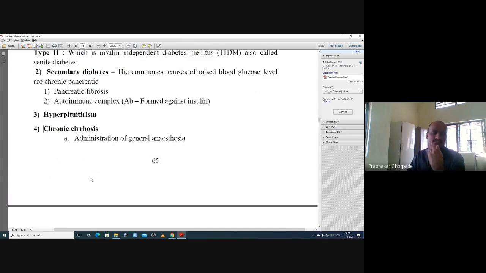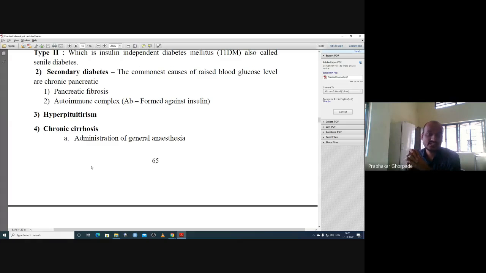Chronic cirrhosis. Cirrhosis means fibrosis of the liver. If somebody is drinking too much alcohol for a long time, or has a hepatic condition, meaning hepatic viruses infect the liver, then the liver becomes fibrous. In chronic cirrhosis, the liver gets damaged with a lot of fibrosis, and the hepatocytes do not function properly.